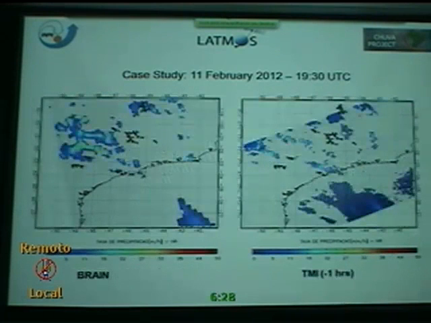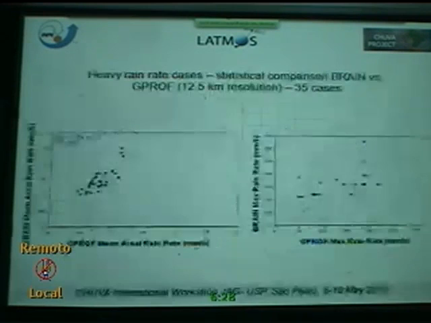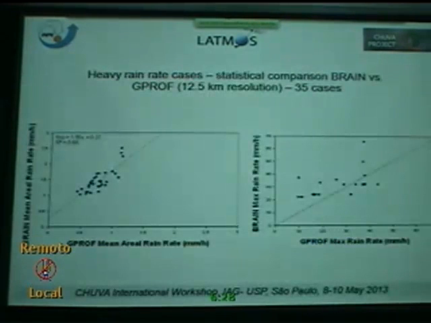This is BRAIN again, and this is the closest TMI passage. As you can see, the structure is almost the same. Well, we need to figure out what happened with the values.